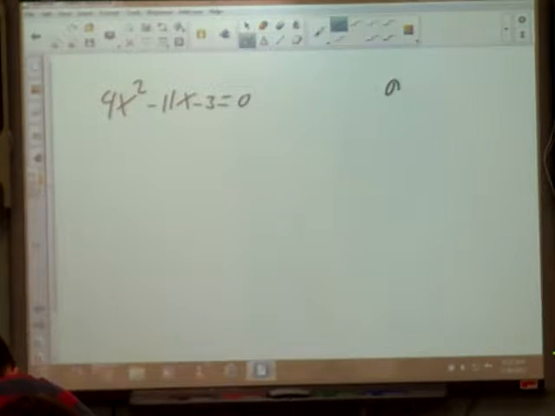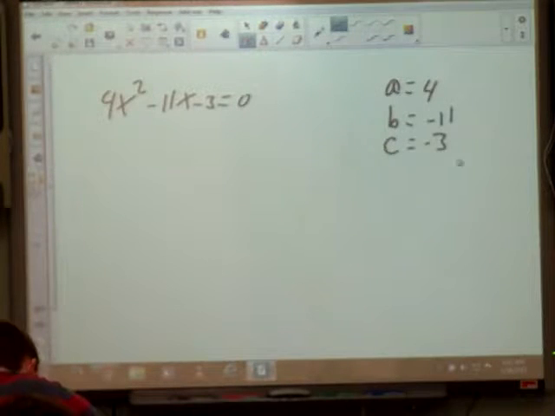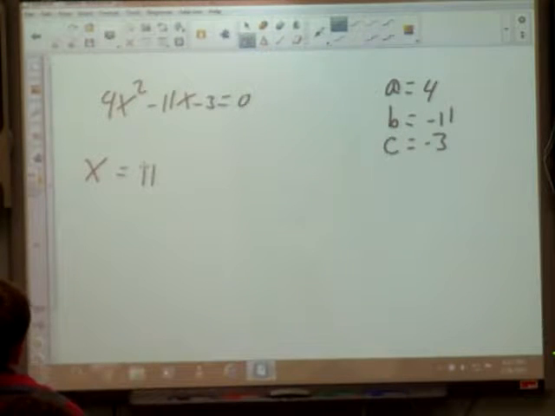So tell me what is in my A spot. 4, very good. The A is always the one that's squared. What is in my B spot? Negative 11, good job. In my C, negative 3. Take the sign that's in front of it with them. So we start here and we got X equals negative B. Now that B is negative 11. Negative B means the opposite. Very good, Sydney. So that's 11. Plus or minus the square root.